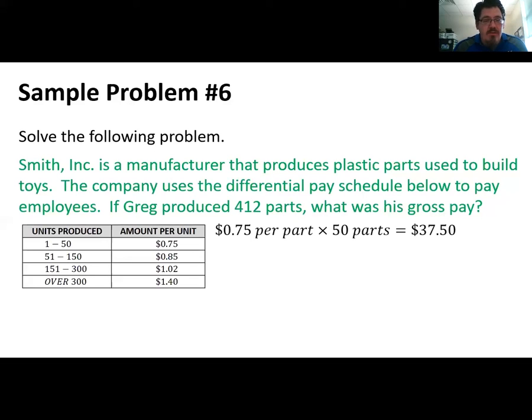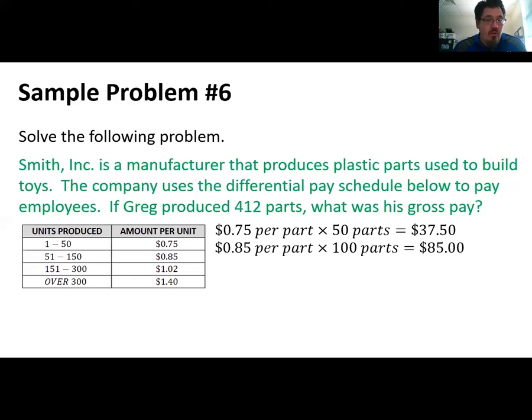So the first thing we have to do is look at the fact that Greg produced 412 parts. For the first 50 parts, he got paid 75 cents per part. So that gets you a total of $37.50. Again, we just multiply the rate times the number of parts to get that amount. Now, for the next 100 parts, from 51 to 150, he's getting paid 85 cents per part. So we multiply 85 cents times 100, so that's $85 for that next segment of parts produced. So far, that's up to 150 total parts.